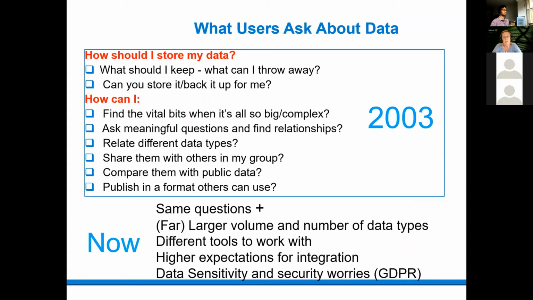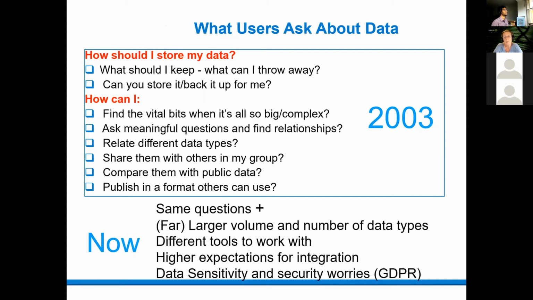Oh, but I've got nowhere to store it, so can you back it up for me? And I've now got a huge sprawling set of directories. How do I find the vital bits of my data? And how do I compare it with other data sets, public and private? How do I ask meaningful questions about my data? How do I integrate my mass spec data with my NMR data, with my microarray data? How do I share my data with other people in the group? And what do I publish? What format do I use and where do I send it?